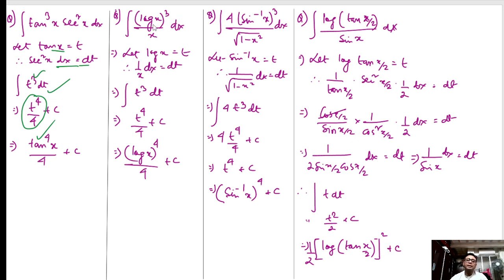In this sum, let us take log x as t. So 1 by x dx will be dt. So this is t cube dt, t to the power 4 by 4. Put the value of t, we get the answer.